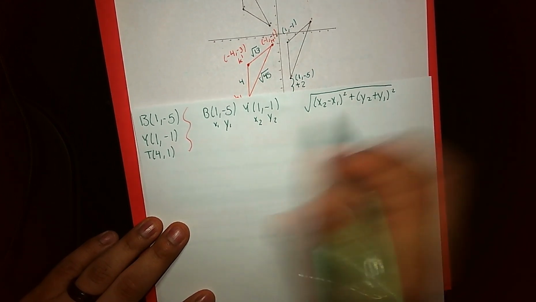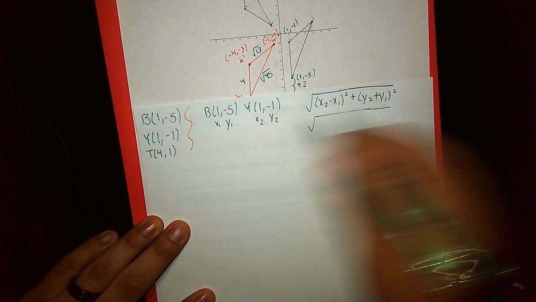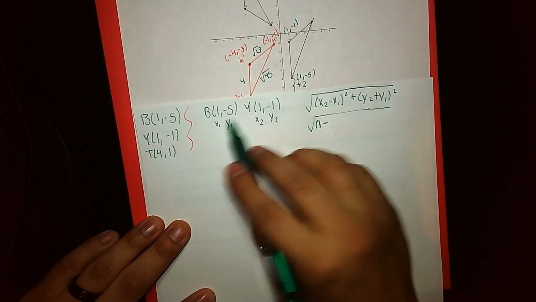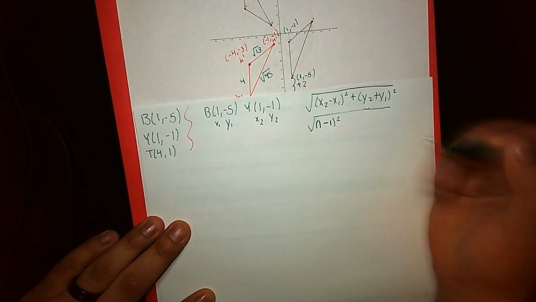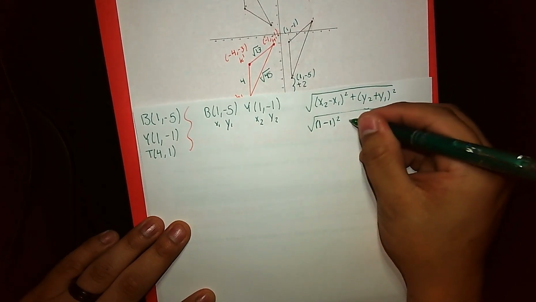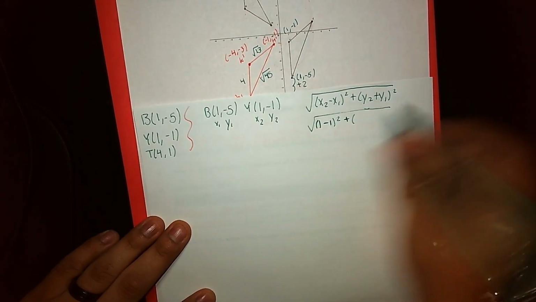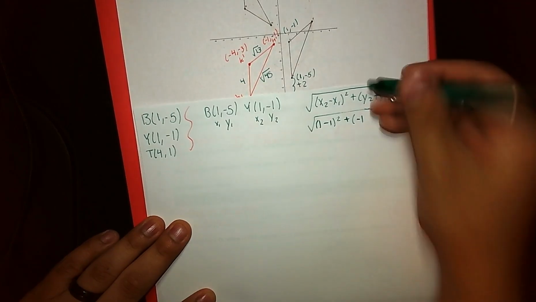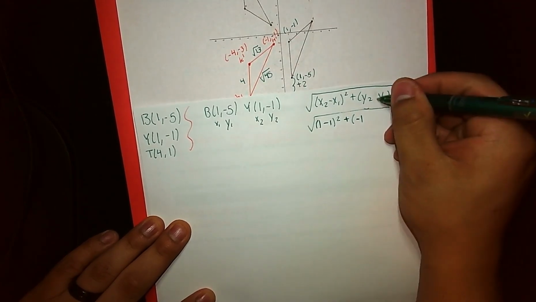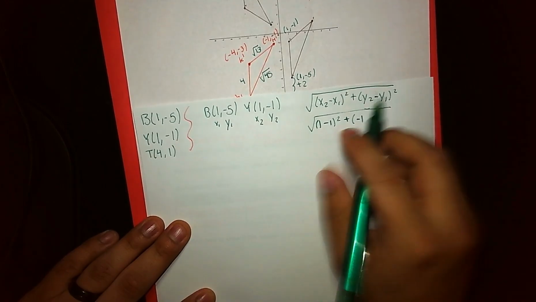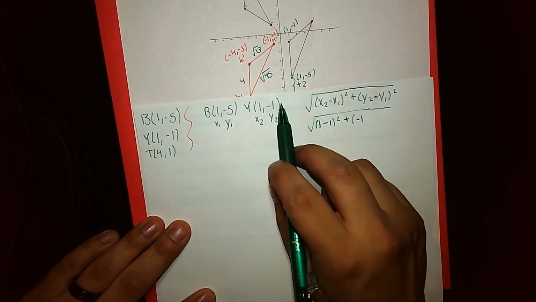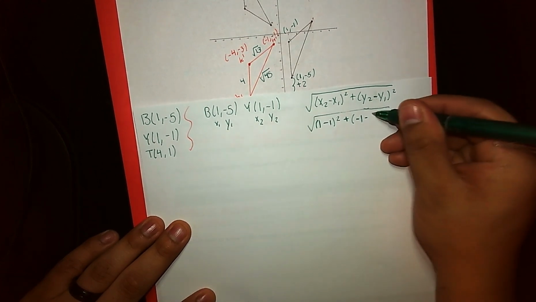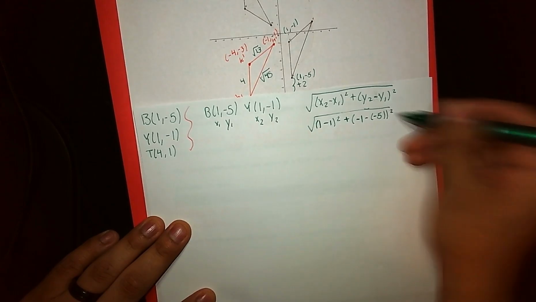All right, so let's plug in. X2, which is 1, minus X1, which is 1, squared, plus Y2, which is -1. Oh, I'm sorry, I wrote a plus here. That's not the distance formula. It's supposed to be a subtraction here. Sorry about that. So Y2, which is -1, minus Y1, so minus negative 5 squared.